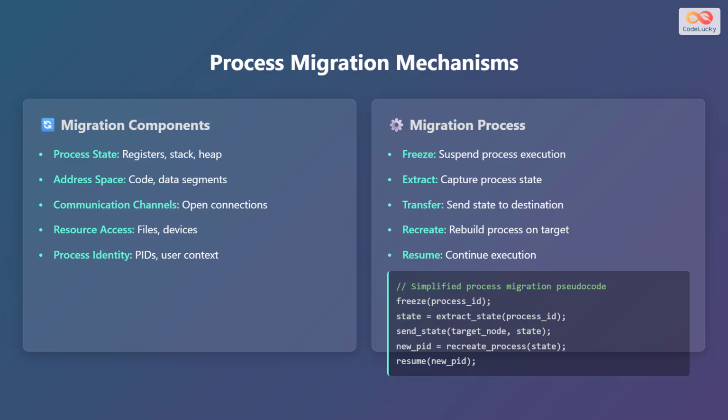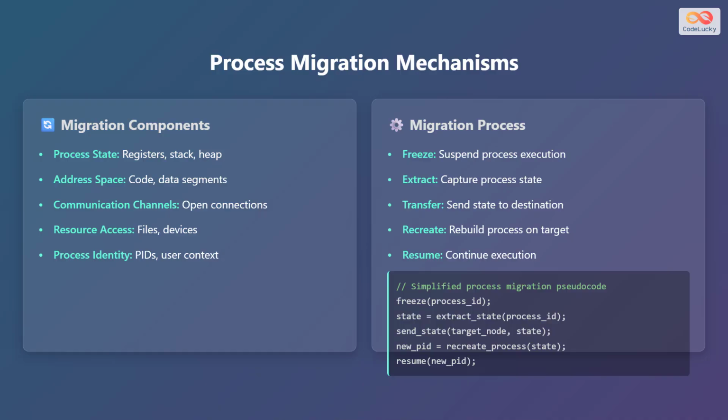Let's examine the process migration mechanisms. Migration components include the process state, which comprises registers, stack, and heap, the address space, consisting of code and data segments, communication channels, which include open connections, resource access, such as files and devices, and process identity, including PIDs and user context. The migration process involves several steps.